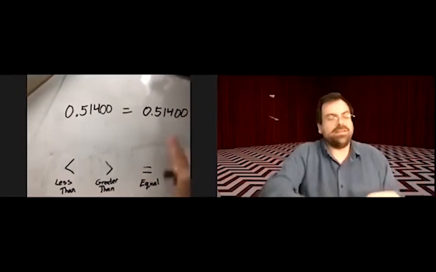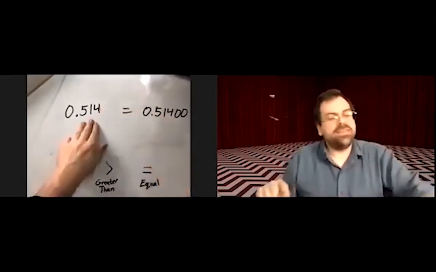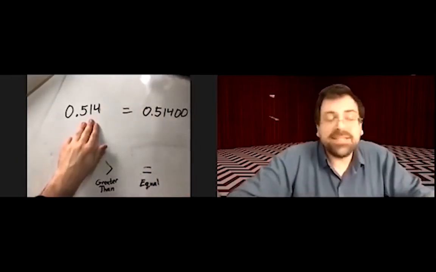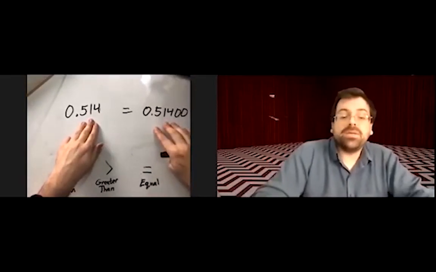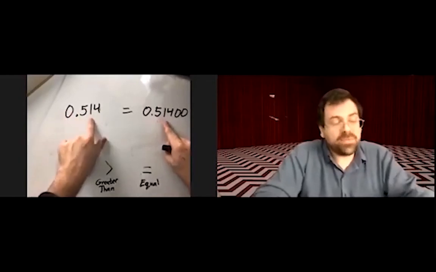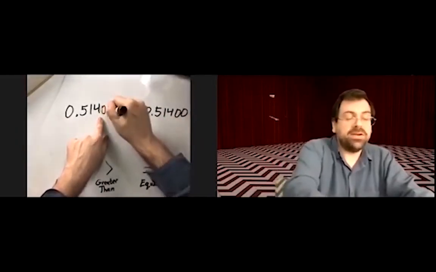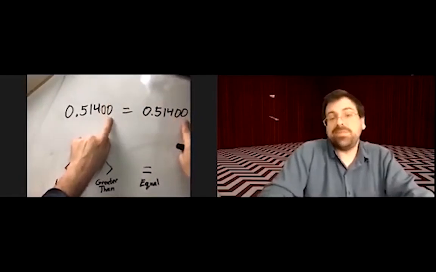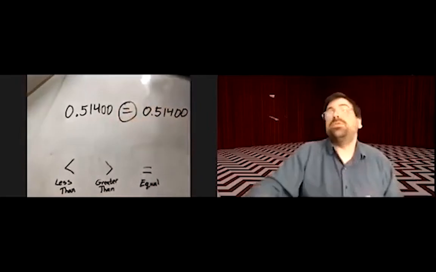It didn't matter that this only had 3 digits past the decimal point, and this had 5 digits past the decimal point. What mattered was the zeros were the same, the 5s were the same, the 1s were the same, the 4s were the same. These zeros at the end don't matter. And if we match them up here, the zeros are the same, the zeros are the same. So equals.